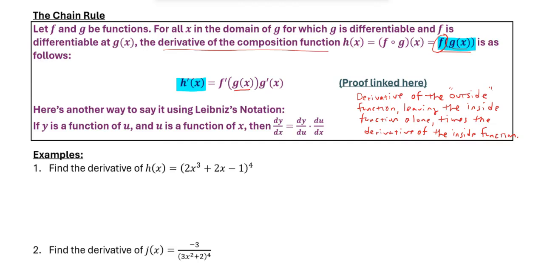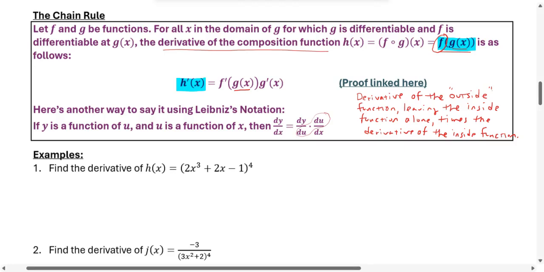Another way to say it using Leibniz notation is y is a function of u and u is a function of x. Then dy dx equals dy du times du dx. You can think of these du's as if there were units simplifying out, and you would see why that would be true. So let's take a look at an example here. So number 1, find the derivative of h of x equals quantity 2x cubed plus 2x minus 1 all to the 4th power. Perhaps you can see it, but the inside function would be this piece right here, the 2x cubed plus 2x minus 1.